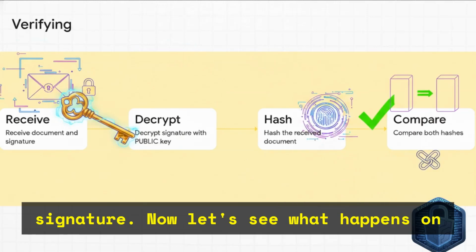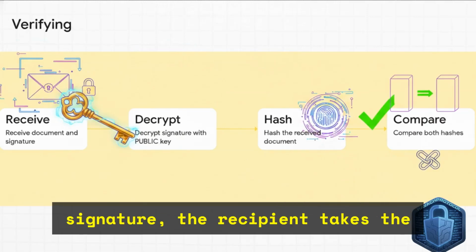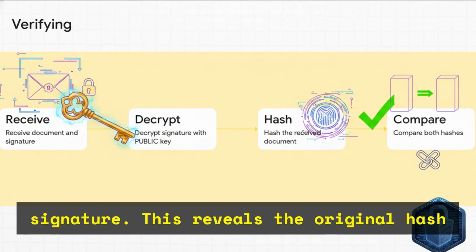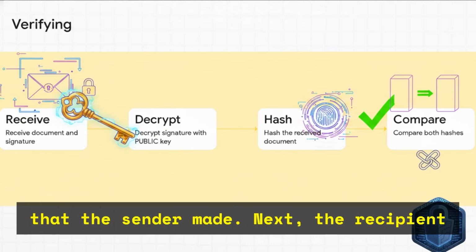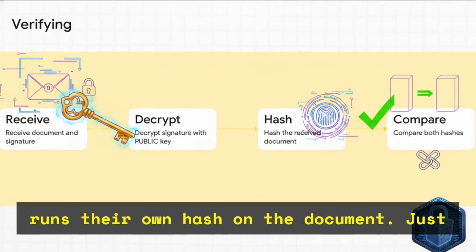Now, let's see what happens on the receiving end. To verify the signature, the recipient takes the sender's public key to decrypt the signature. This reveals the original hash that the sender made. Next, the recipient runs their own hash on the document they just got.